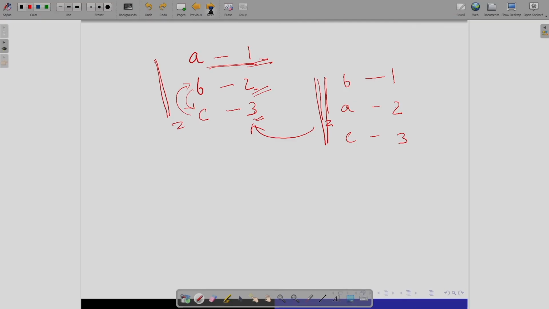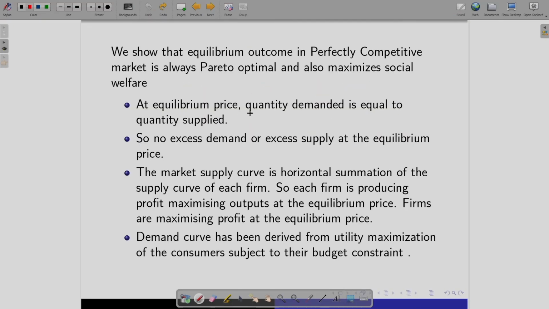Okay? Now, let us do some more. So, the main result is that a perfectly competitive market is always Pareto optimal. The total amount of output that is produced in the competitive market is produced at the level where quantity demanded is equal to quantity supplied, and we have an equilibrium price, and that price determines the total amount of output, right. So, that output is Pareto optimal, and it also maximizes social welfare.